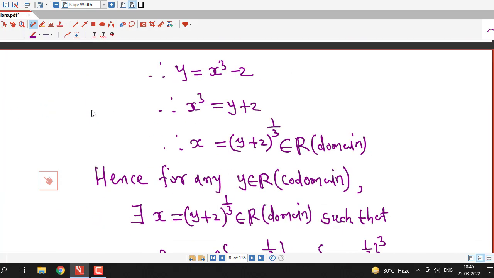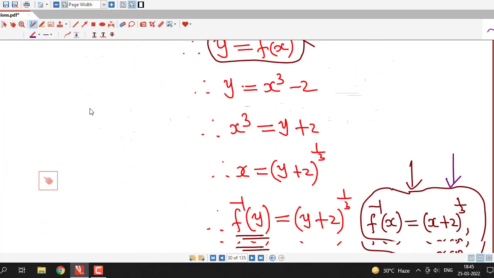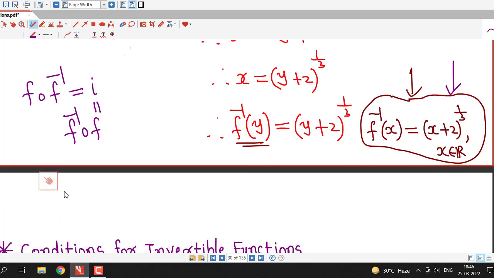Suppose you have obtained inverse of your function, and if you want to check whether it is correct or not, you can simply find out composition of f and f inverse, and if that composition is identity function on a given set, then your inverse function you have obtained is correct. So remember this.